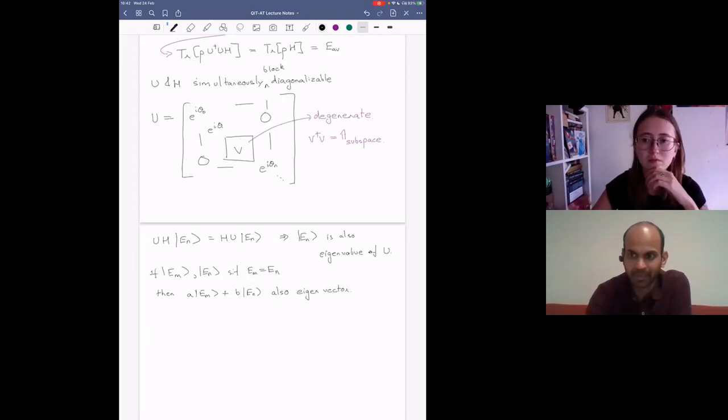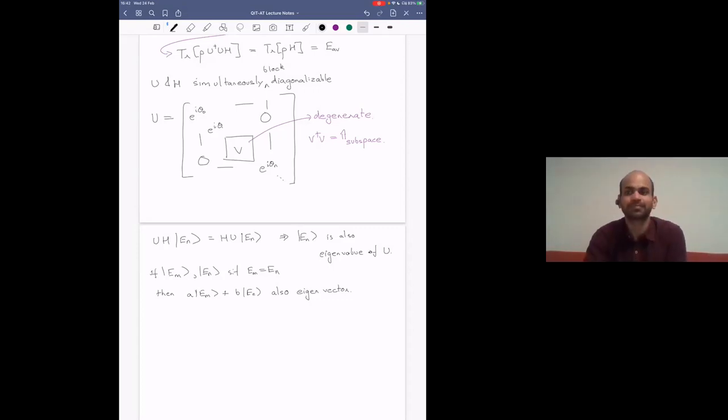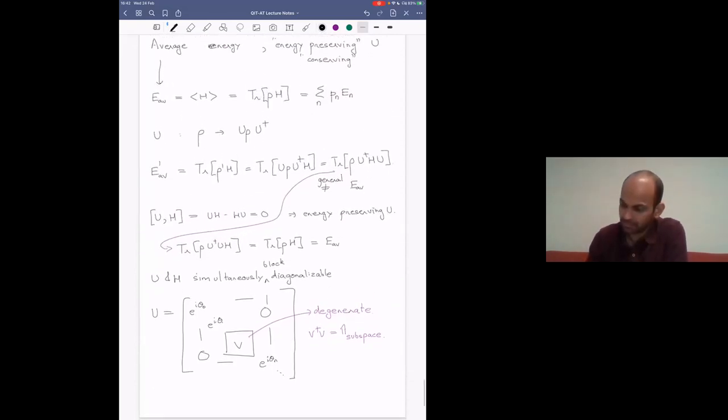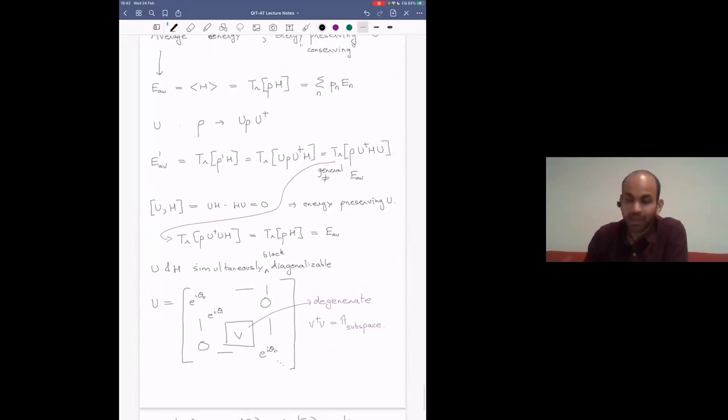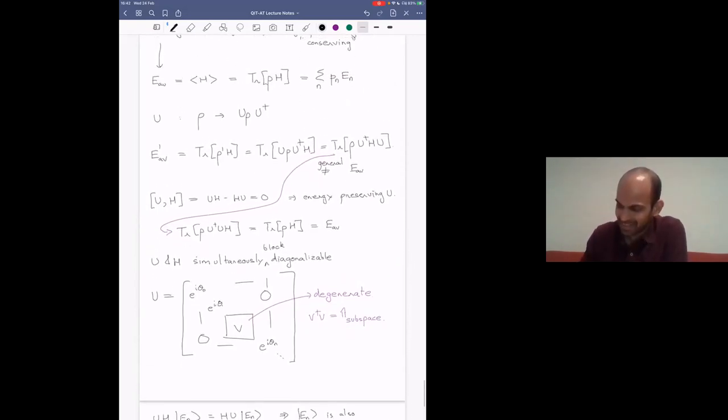I have also another question. Yes, go on. The last thing that you wrote about the unitary that preserves the energy. We are considering the Hamiltonian to be the Hamiltonian of the system, and then the unitary shouldn't be the exponential of the Hamiltonian itself, so it trivially commutes with it.